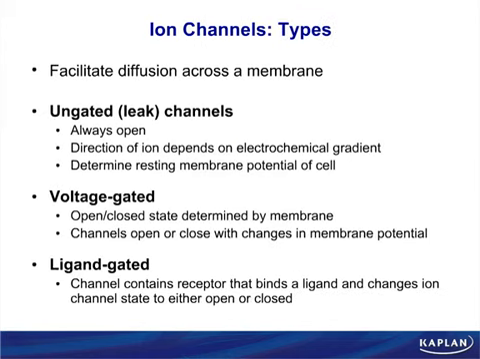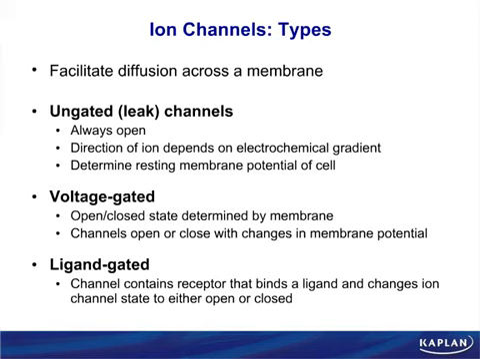All right, ions move across membranes through ion channels. Ion channels are such a key component, a huge component for understanding excitable tissue. We're going to have three basic flavors of ion channels. The first is called an ungated channel, also known as a leak channel.